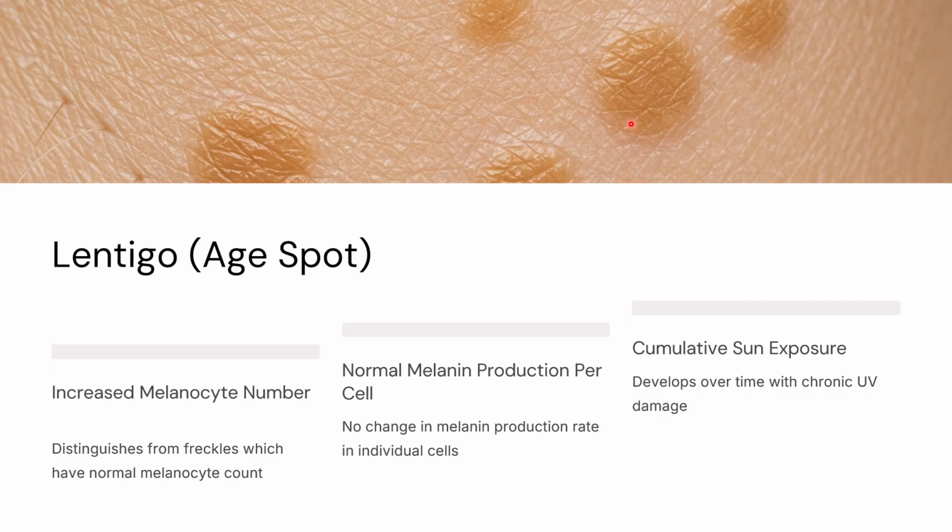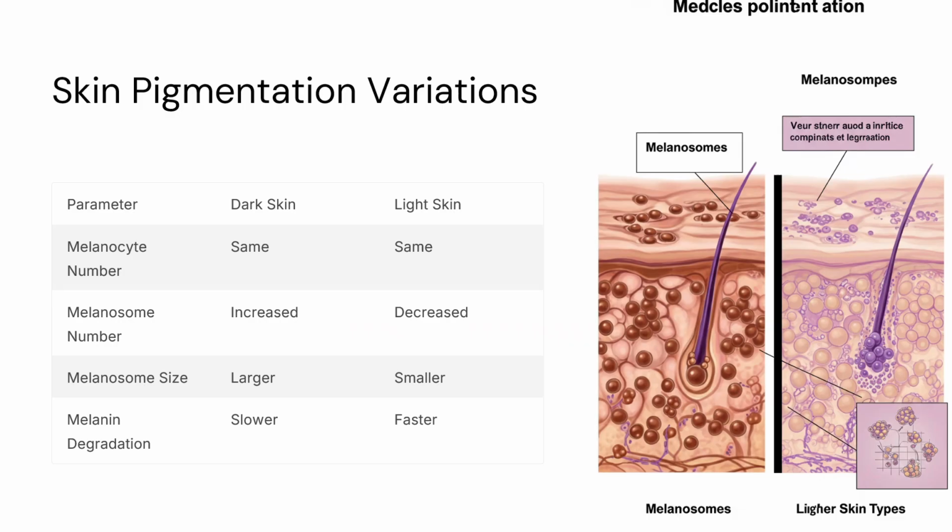They do have a normal melanocyte count, right? But here the melanocytes will be increased. There will be no change in the melanin production rate, but in those areas which are dark pigmented, the melanocyte count is increased. This is the difference between freckles and lentigo. Again, this also happens due to chronic UV damage as well as with age, but the difference is there is increased melanocyte count over here, but in freckles there is increased melanin production.